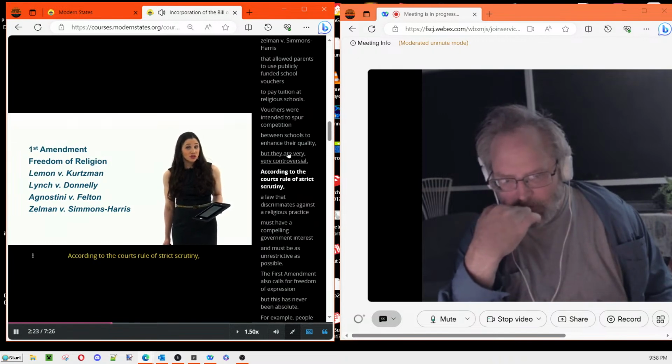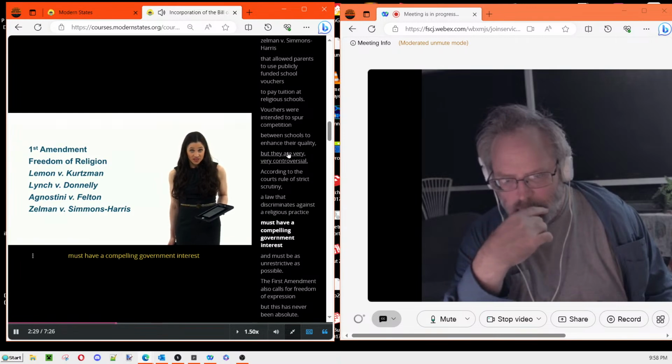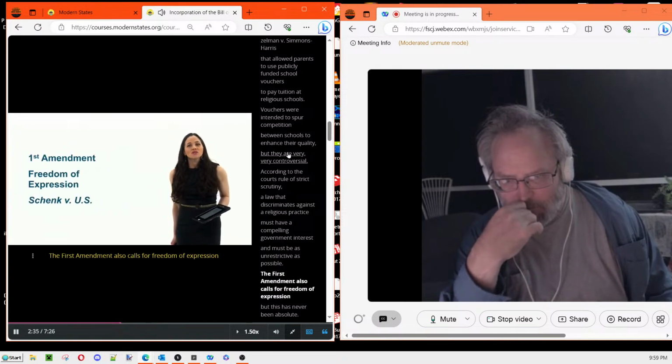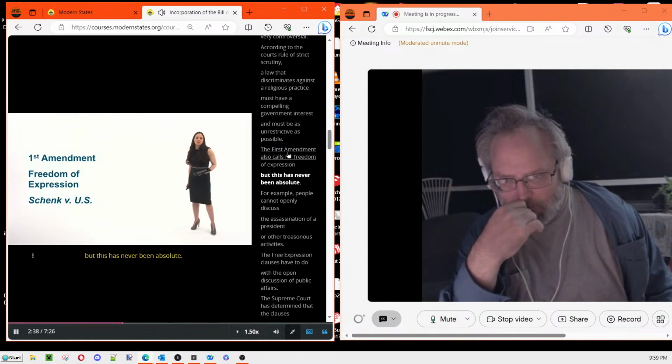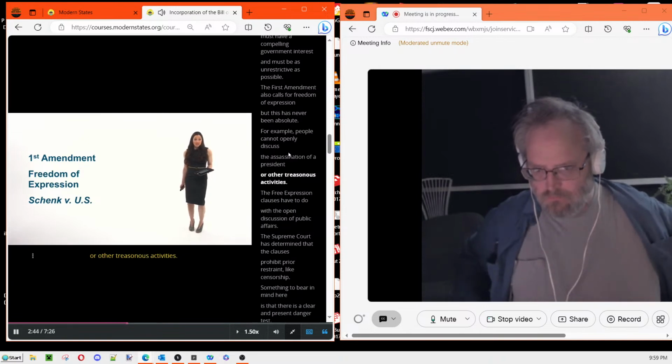According to the court's rule of strict scrutiny, a law that discriminates against a religious practice must have a compelling government interest and must be as unrestrictive as possible. The First Amendment also calls for freedom of expression, but this has never been absolute. For example, people cannot openly discuss the assassination of a president or other treasonous activities.